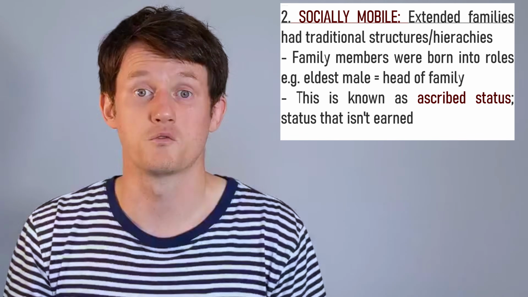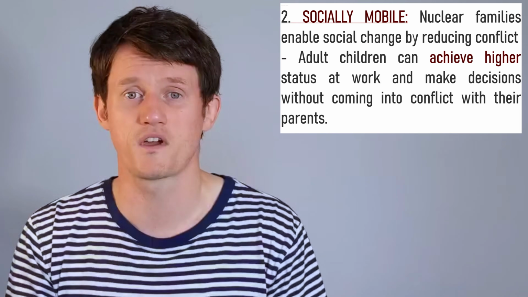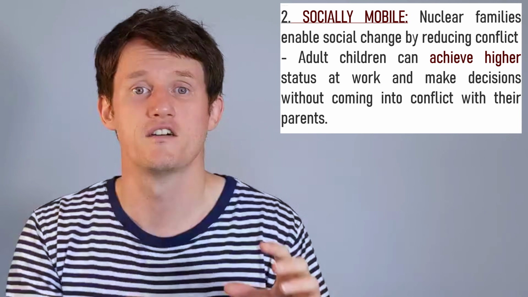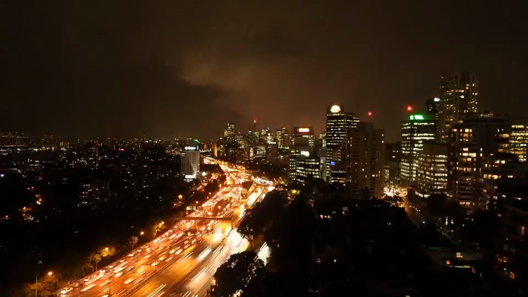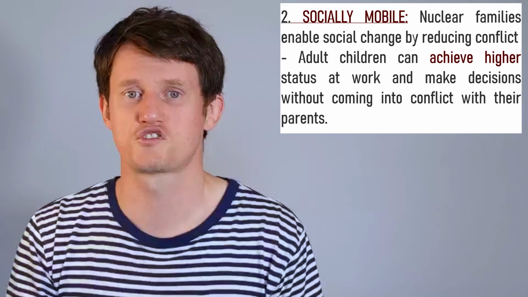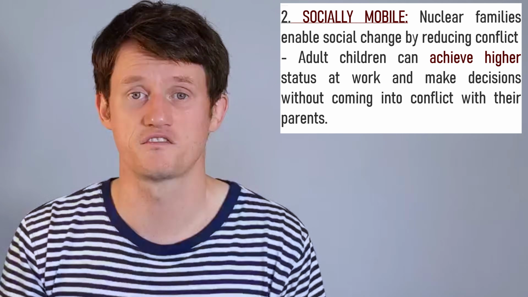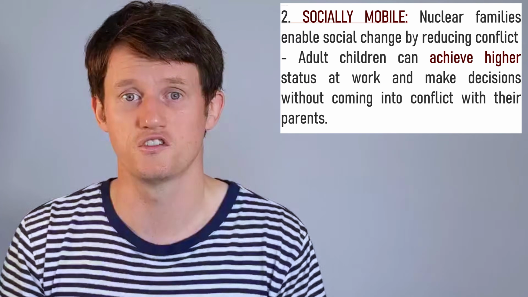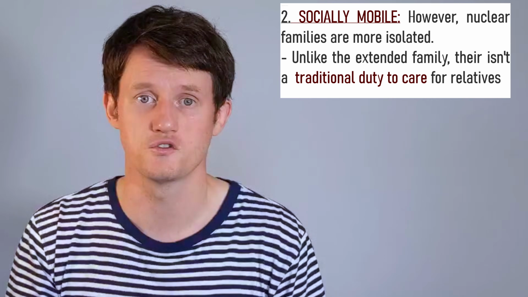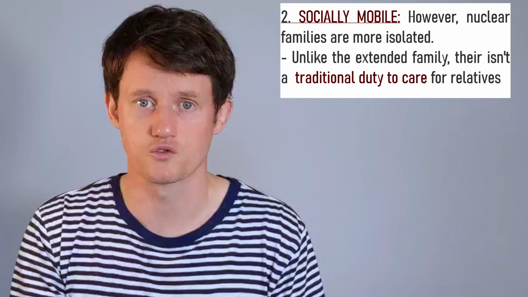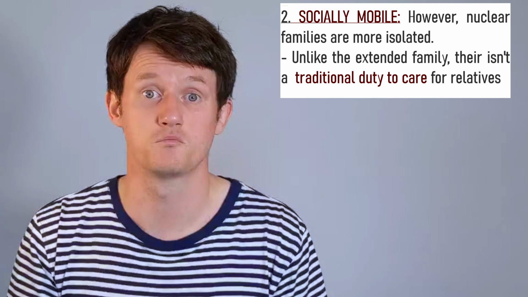In a nuclear family, which is much smaller, children have the freedom to make their own decisions. They don't have to run decisions by their parents, which means they can take up work in new industries. So the nuclear family is more socially mobile because decisions can be made by younger members of the family. They're not bound by tradition, they're not bound by what the eldest male in the family wants to do. And again, that helps in the Industrial Revolution because we have this fast economic change taking place.